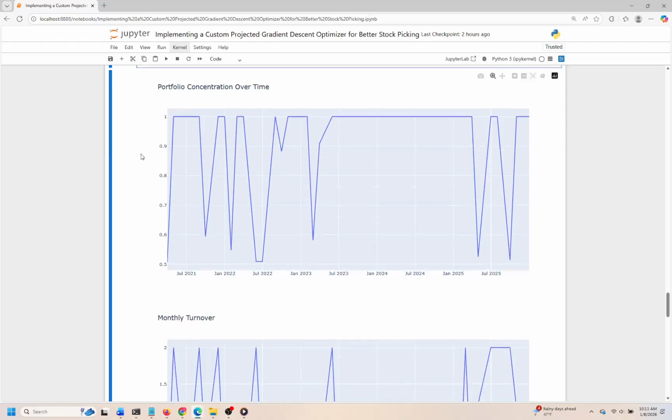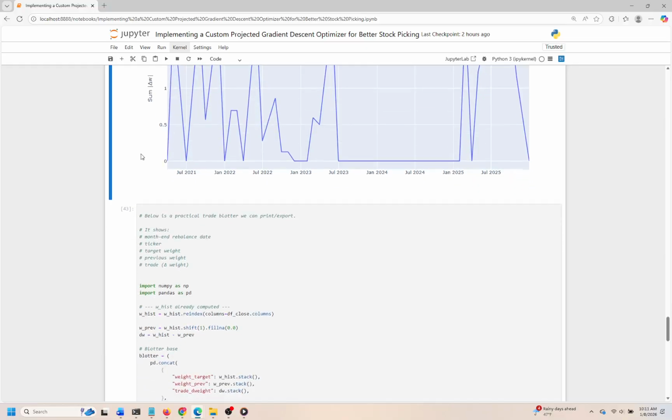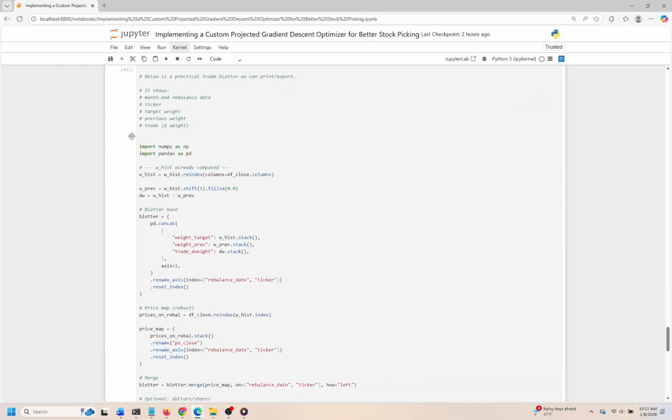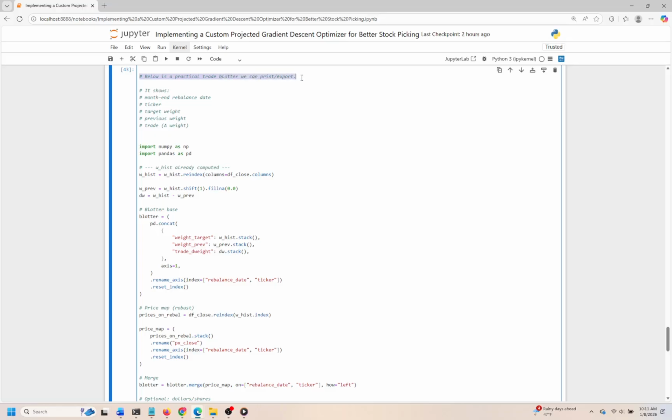Cell 12. In this cell, we're constructing a practical trade blotter that serves as a summary for our portfolio rebalancing, highlighting key metrics like target weight, previous weight, and the trade adjustments for each asset. This is an essential step in portfolio management, as it provides clarity on our trading decisions and helps ensure our allocations align with our investment strategy.